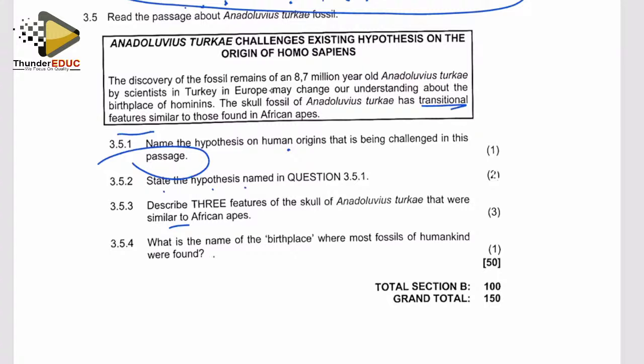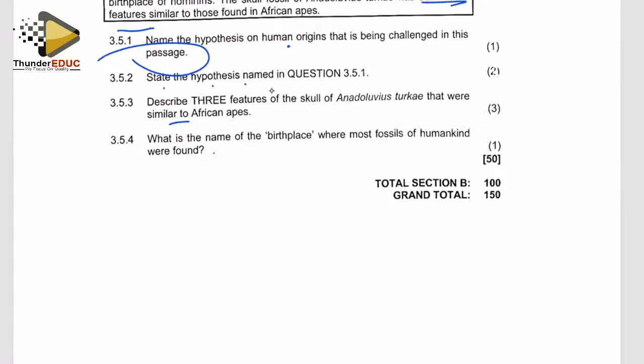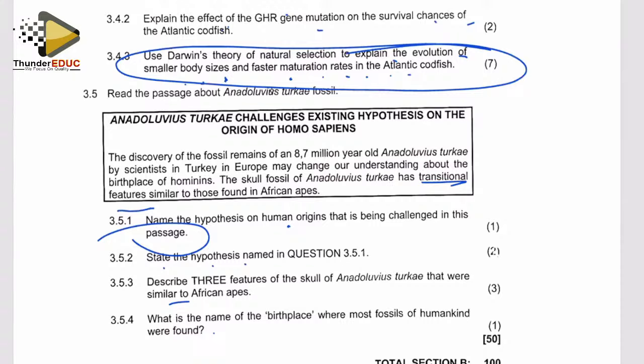They're saying: what is the name of the birthplace where most fossils of mankind were found? So this is the cradle of humanity. So basically that is the paper, and since the paper was not that difficult, I see that you guys will make it.